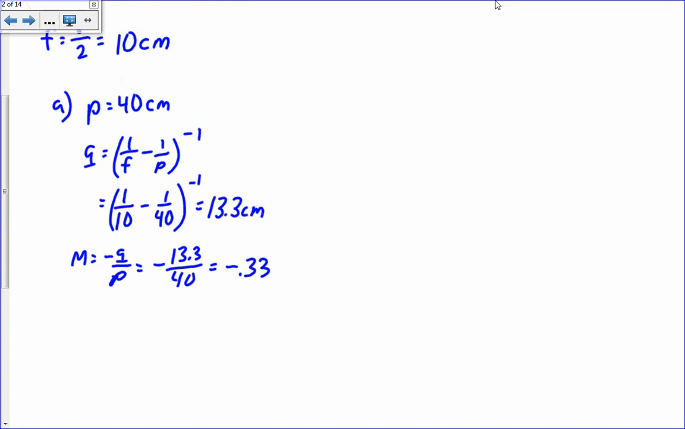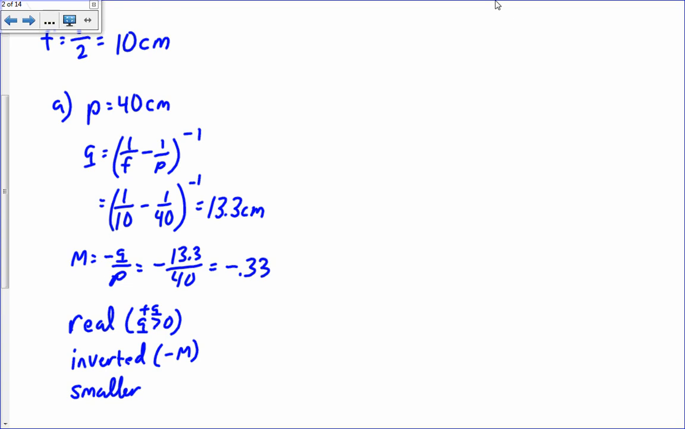So this is a real image because Q is greater than 0. Q is positive, I have a plus Q. It is inverted because I have a negative magnification, and it is smaller because the magnitude of the magnification is less than 1.